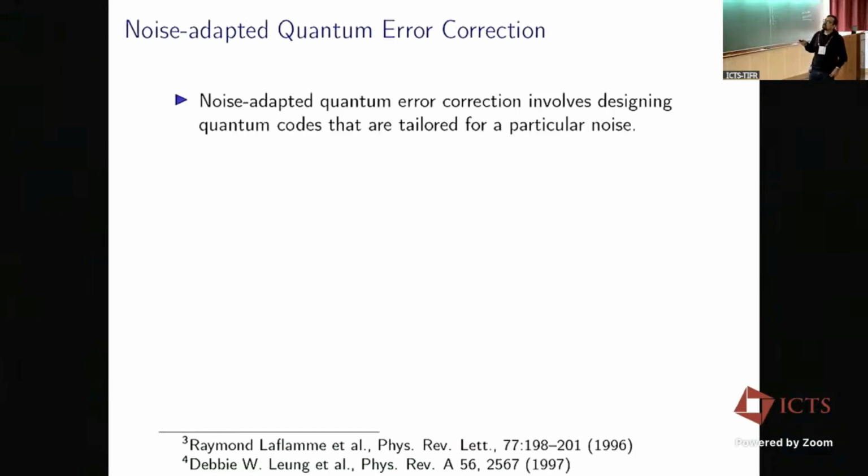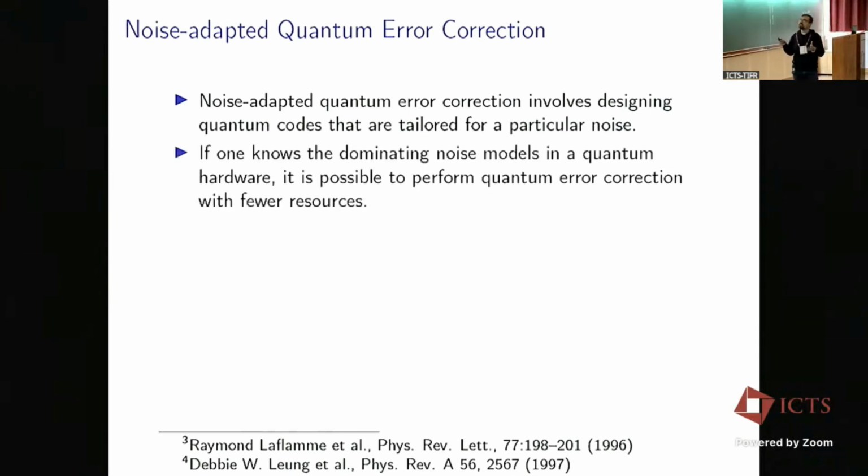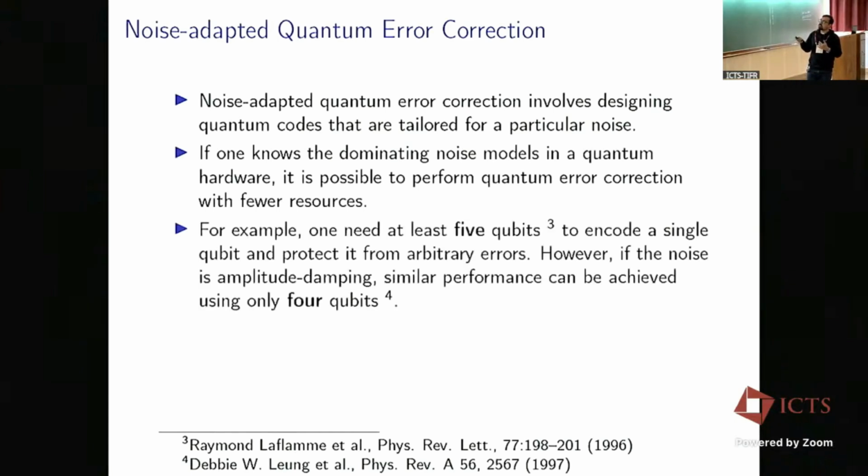And so, noise-adapted quantum error correction. I have said that if we know about the noise, then you can tailor your code for that particular noise and save on resources. For example, we need at least 5 qubits to protect a single qubit from depolarization noise. But if the noise is amplitude damping, and we know that, then it is possible to achieve similar performance, even better performance, with 4 qubits.